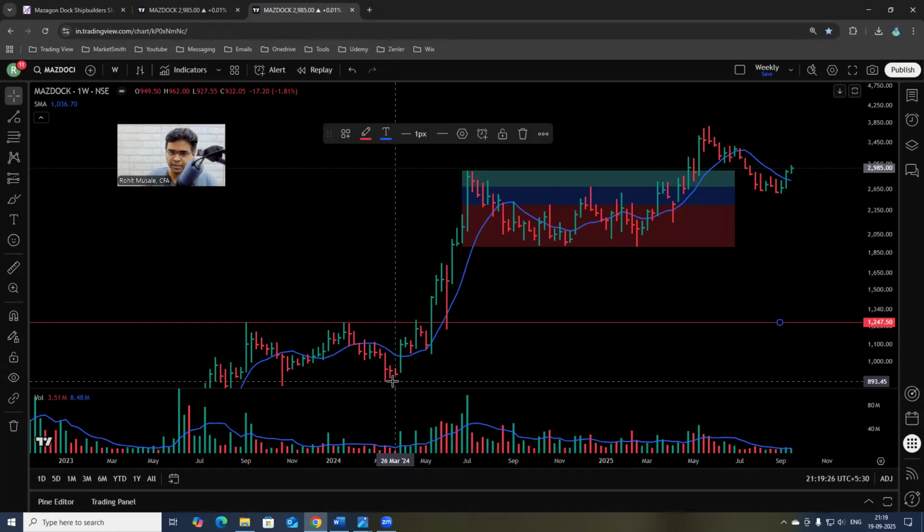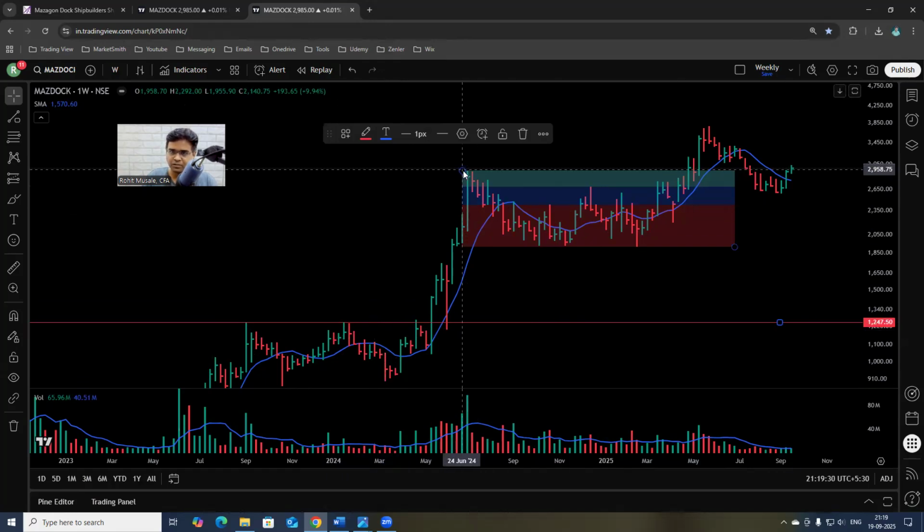And look at the price. In base 4, the pivot point is 1247. Base 5, the pivot point is 2900. The stock is going up. The stock has almost doubled, more than doubled. How can we call it base number 1, right?